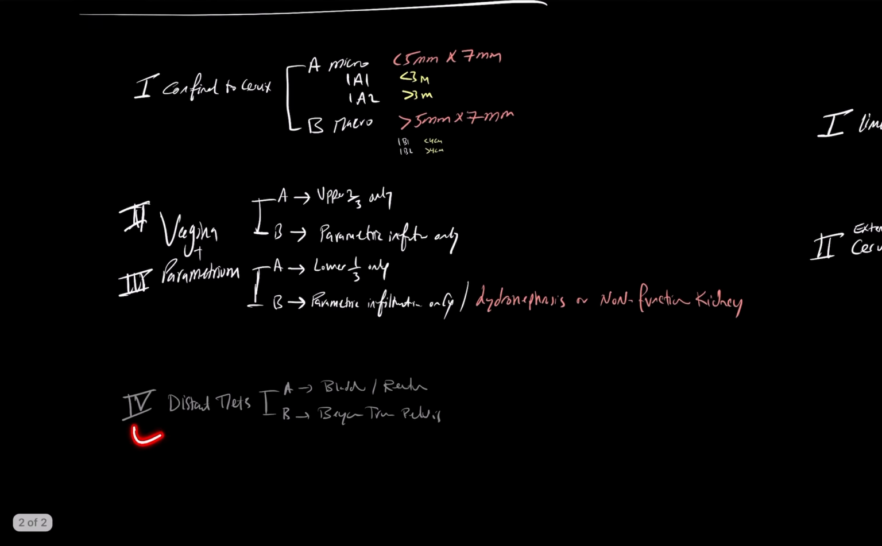And stage 4 represents distant mets, and these distant mets are further classified into stage 4A, which represents distant mets to the bladder and rectum, the neighbors of your gynecological structure, or stage 4B, which represents tumors reaching beyond the true pelvis.